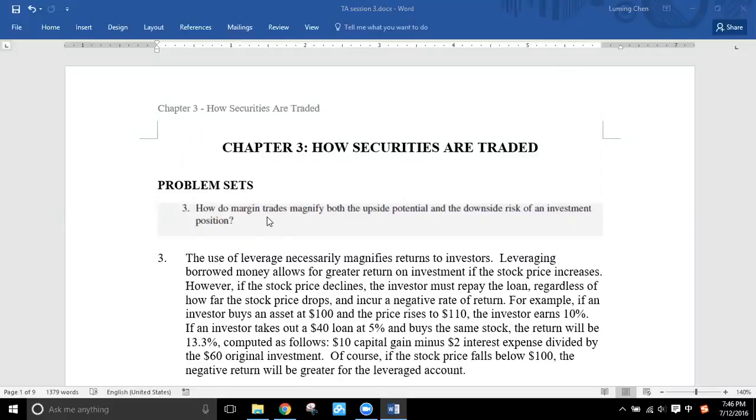Hey, what's up, guys? So this session, we plan to review chapter 3 and 4. Chapter 3 mainly talks about how securities are traded in the market, while chapter 4 is about the mutual fund industry. Chapter 3, how securities are traded, problem 1.